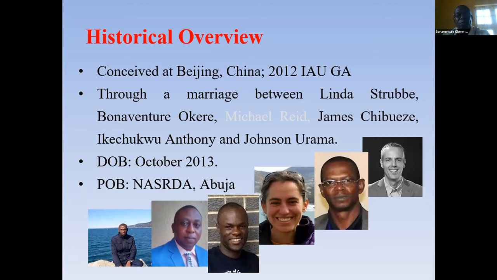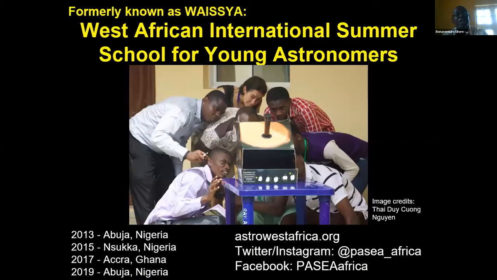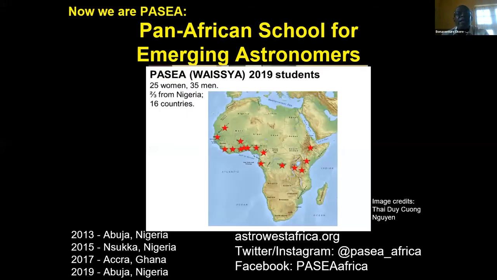The first edition took place in 2013 after a series of meetings, and it was held in Abuja, Nigeria. Initially, the school was known as the West African International Summer School for Young Astronomers, mostly for undergraduate students and teachers. It was held in 2013, 2015, 2017, and the last edition was in 2019 in Nigeria; 2017 was in Accra, Ghana. Due to the interest of African students, we decided to expand it and make it Pan-African, because calling it West African looks as if it is limited to West Africa. Since more Africans are getting interested, we expanded it to other African students.